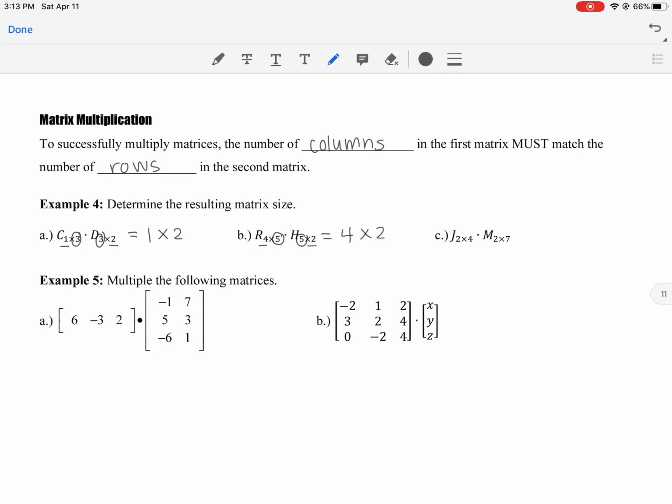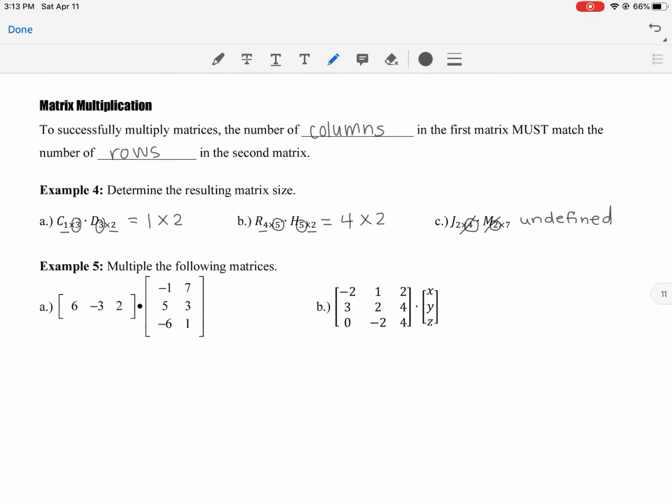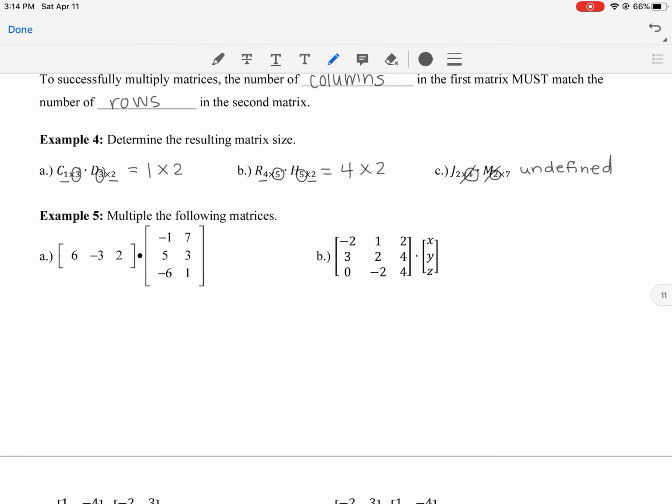So let's look at this next one. The 5's match up in the middle, so we can multiply it. And I'll be left with a 4 by 2. In this case, since these do not match up in the middle, this is not going to work out for us, right? We usually call that undefined.